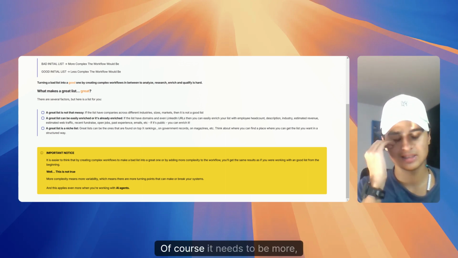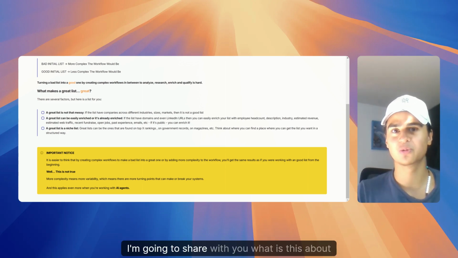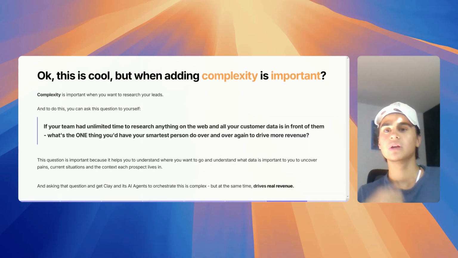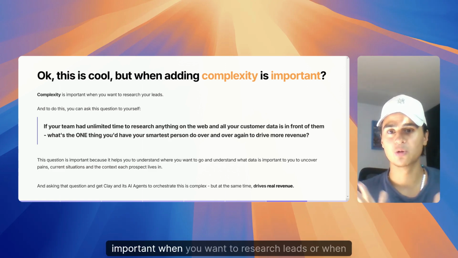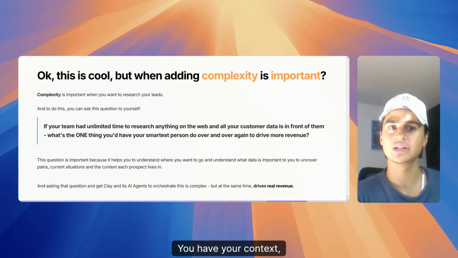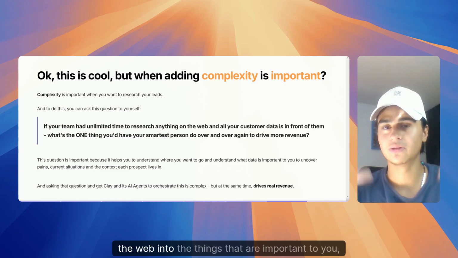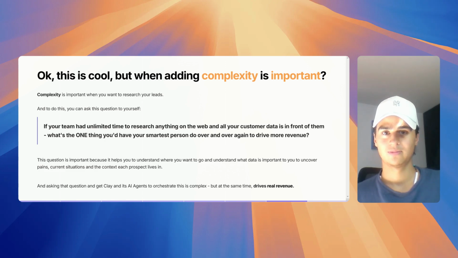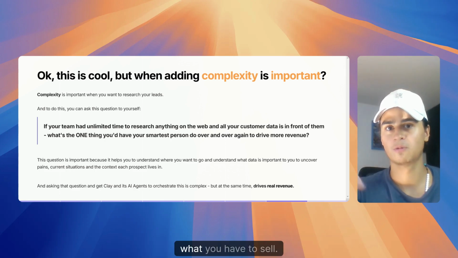Okay, of course there needs to be some complexity in the workflow, right? And I'm going to share with you where you can add complexity. Okay, so this is cool, but when is adding complexity important? This is a great question, because complexity is important when you want to research leads or when you want to research the web. Okay, you have your context, you have your idea, you have your own knowledge. You want to use that knowledge to go and search the web for the things that are important to you that can help your leads understand what you do, and therefore benefit from what you have to sell.